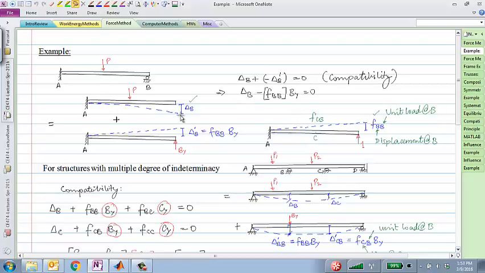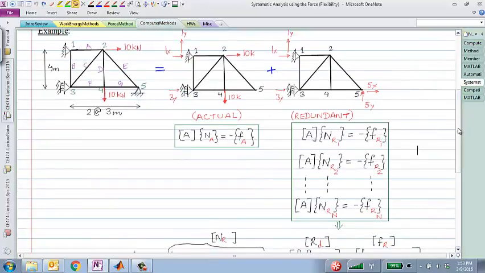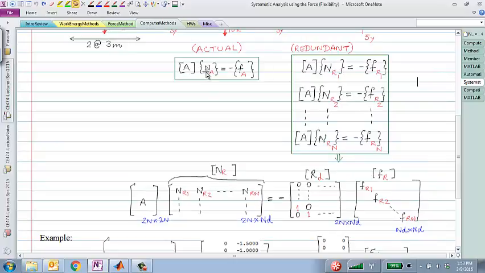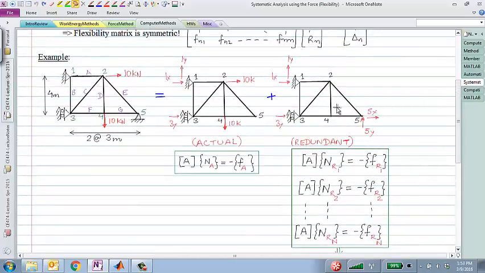So if I know delta B, which is the deflection of the actual system, if I know flexibility, which is the displacement at B due to a unit load at B, we still need to calculate those displacements actually. But we have found the internal forces due to the actual loads and due to the redundant loads. So we need to actually find the displacement at 5x and 5y due to the actual loads, and we need to find the displacements at those 2 points due to the redundant loads. So that's the next step.